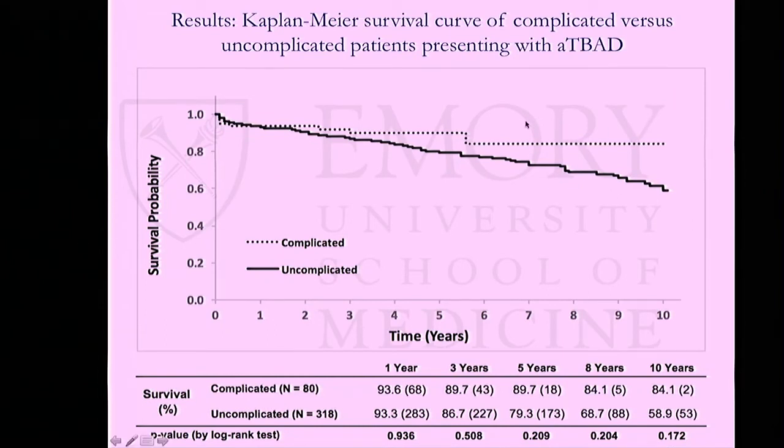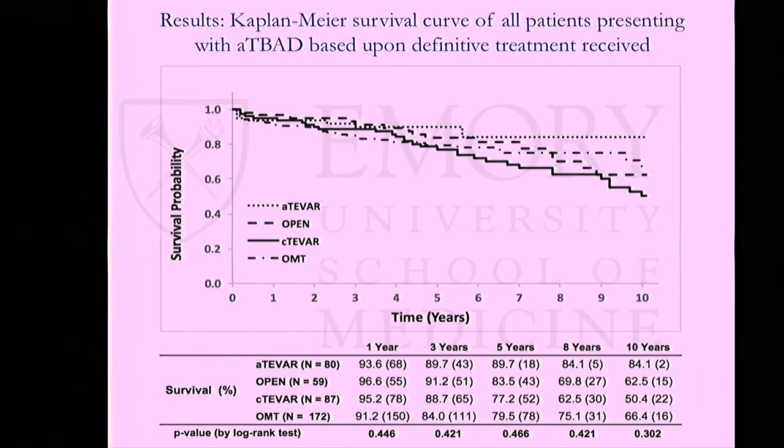So these are the key figures I want to harp on here. This is a survival curve looking at complicated versus uncomplicated in our series. And what you can see here is that even though the complicated patients were sicker, they have a higher 10-year survival compared to the uncomplicateds. And what was the difference? They were stented up front, okay? It did not reach statistical significance because we don't have enough patients out quite yet to 10 years, but I'm pretty confident as we accrue more data that will become statistically significant.